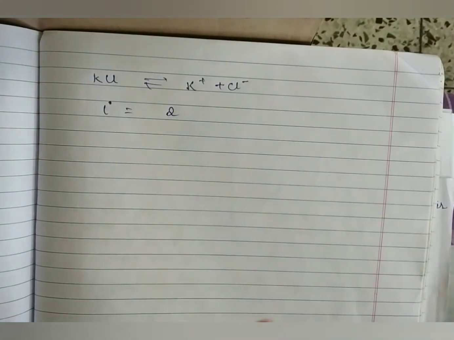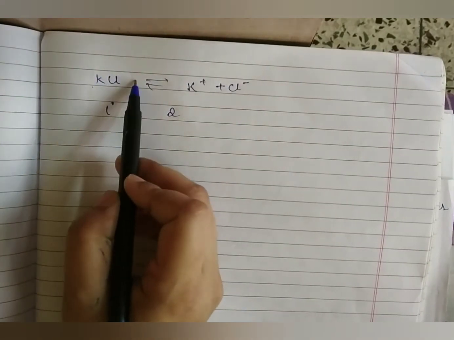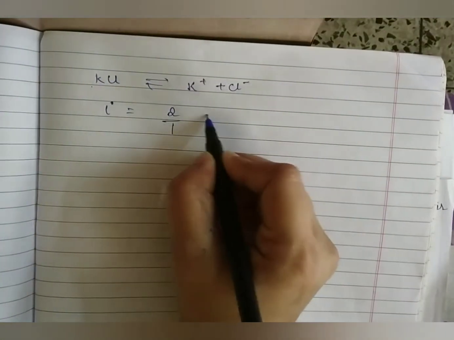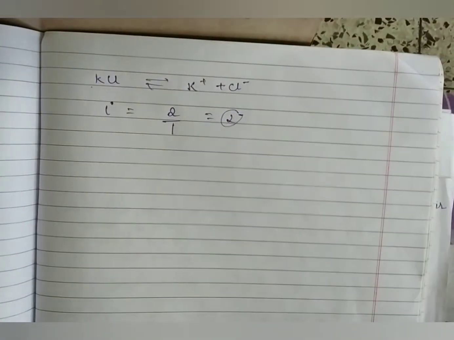Divided by the total number of particles before association or dissociation. So before dissociation it was 1. So here the Van 't Hoff factor is 2.